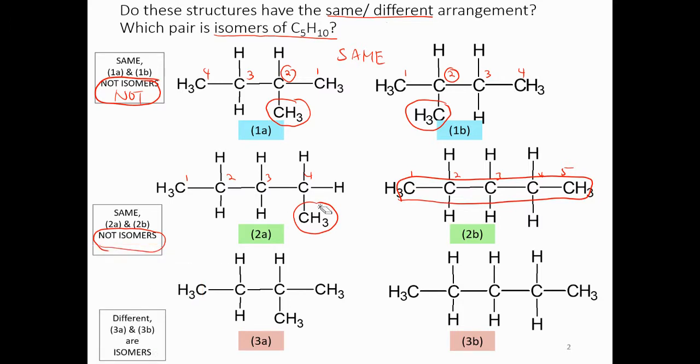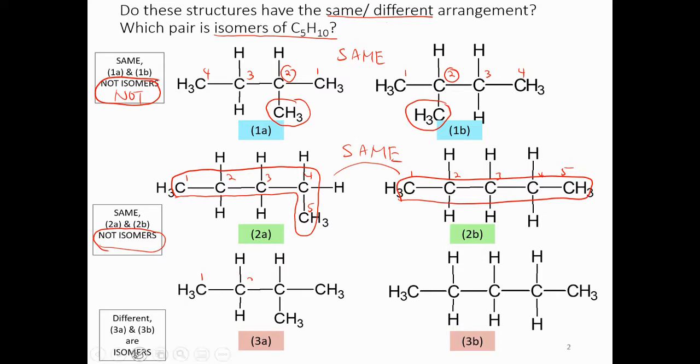Okay, why? 1, 2, 3, 4, 5. It is exactly the same. So these 2A and 2B are not isomers as well. Okay, however, 3A and 3B are isomers. Okay, let us look at why.